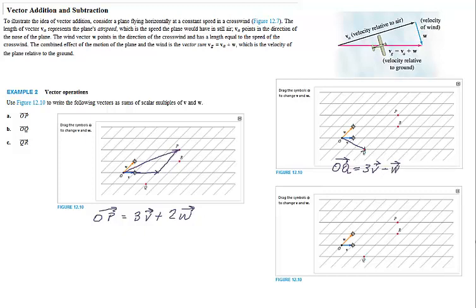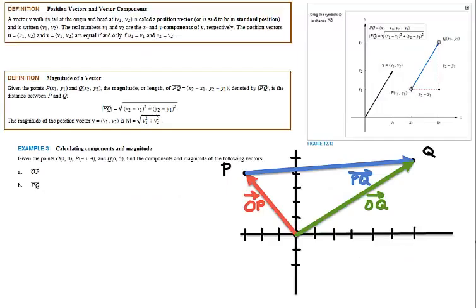Next is Q to R. Q to R is going to be one of those V's and two of those W's. And that is representing those vectors in terms of V and W.